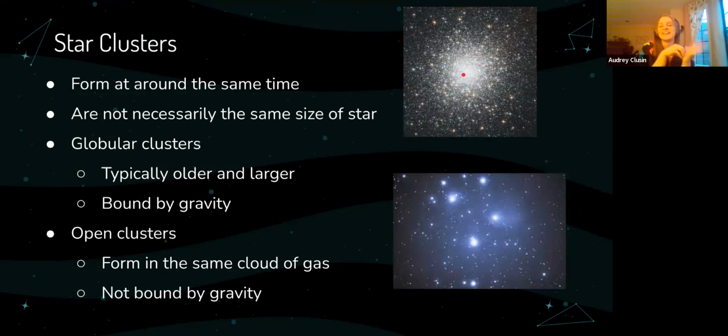Yeah, it's just like a spherical cluster of stars that's centered around a specific glob of stars, and they're bound by gravity. Open clusters are still formed from the same kind of gas cloud, but they aren't bound by gravity, unlike globular clusters.